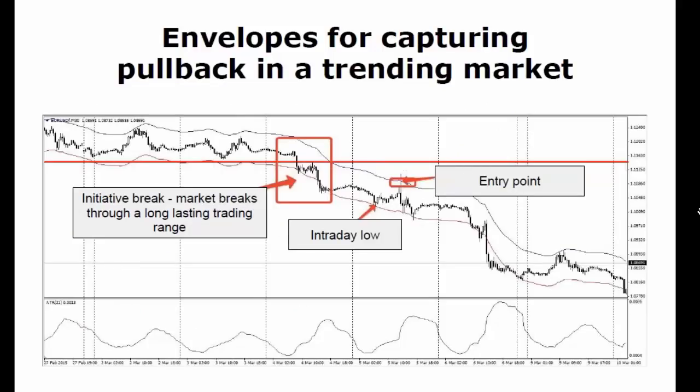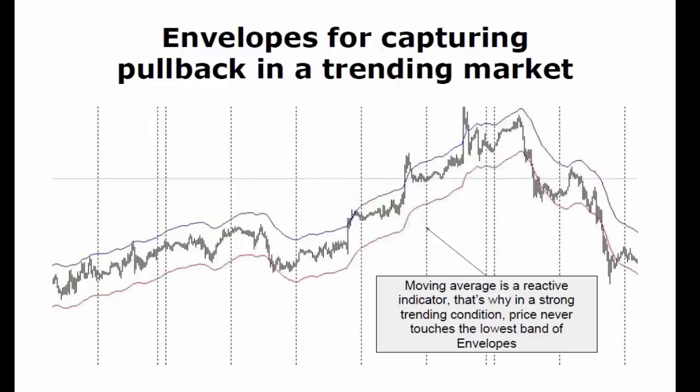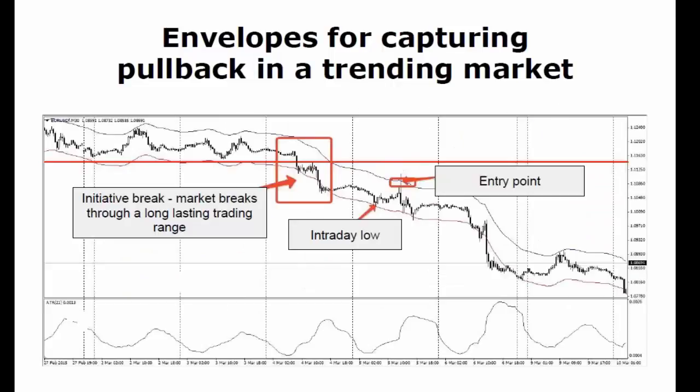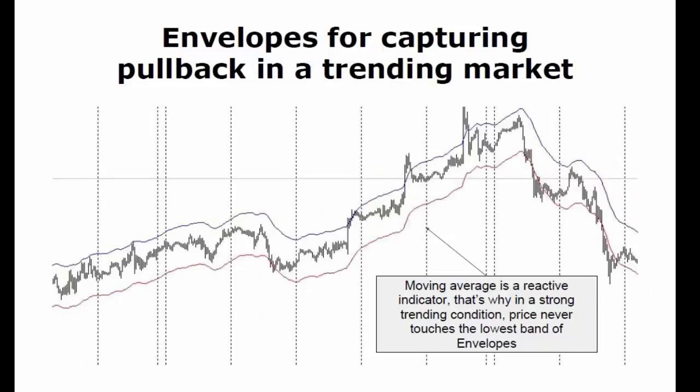And I will tell you a few more ideas, and then we will switch to the charts and see what happens there. Now let's talk about, okay, that's one more thing about envelopes. We can capture a pullback in a trending market, but sometimes it's very hard to do because when you have a trending market in place, the market never touches the lowest band of the envelopes. You see, when it goes higher and higher, the moving average is a lagging indicator, right?